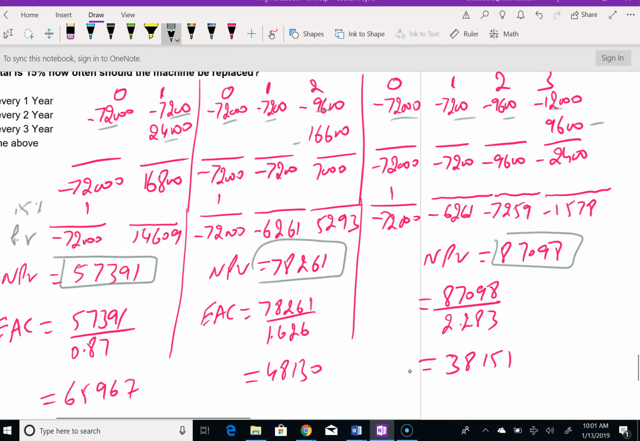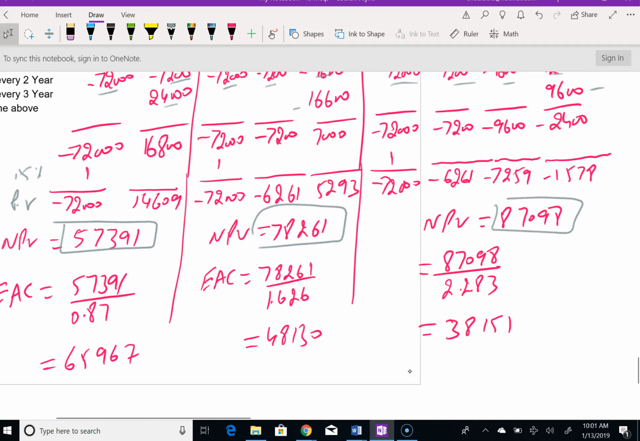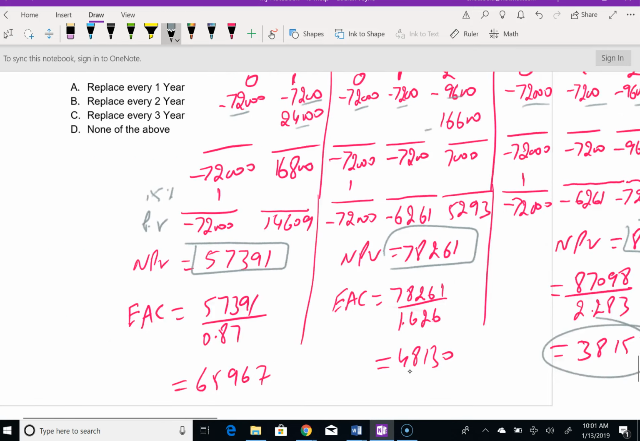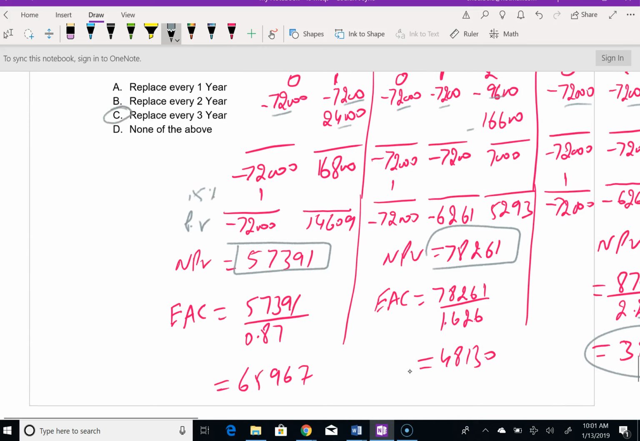By dividing each year's NPV with the relevant NPV factor, by dividing the NPV of year 1 with the year 1 factor, the NPV of year 2 with the 2-year factor, and the NPV of year 3 with the 3-year factor, calculate the equivalent annual cost. And the lower equivalent annual cost is the 3-year asset replacement. So its answer will be replacing after every 3 years.